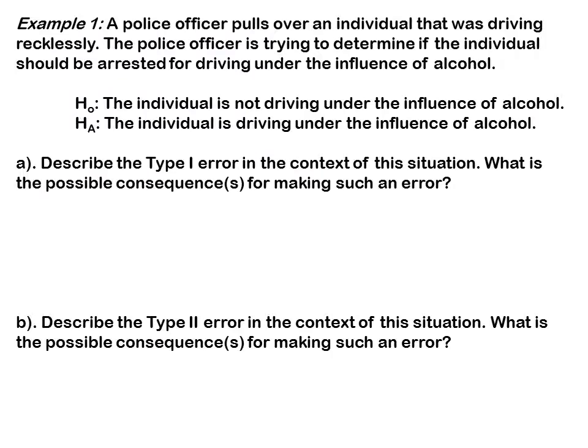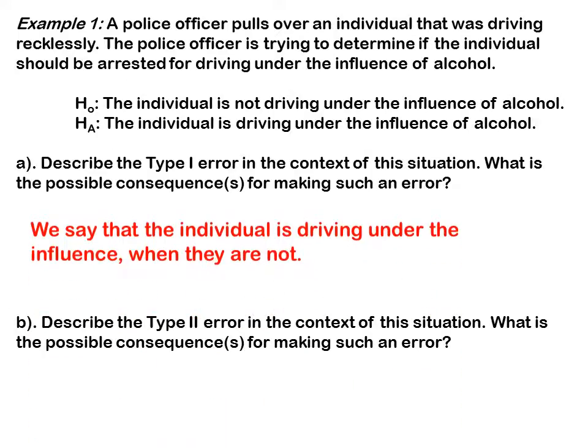So let's look at an example. A police officer pulls over an individual that was drinking recklessly. The police officer is trying to determine if the individual should be arrested for driving under the influence of alcohol. Our null hypothesis is the individual is not driving under the influence. Our alternative is the individual is driving under the influence. We want to describe a type 1 error in context and what the possible consequences of making such an error would be. So remember, type 1 means that the first hypothesis is true, but we reject it. So in this case, we say that the individual is drinking when they really aren't. So our null is true, they are not drinking, but we say that it isn't true.